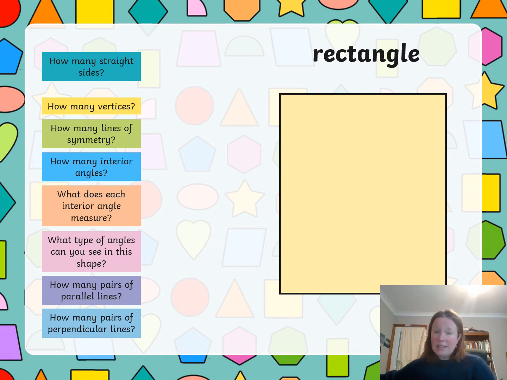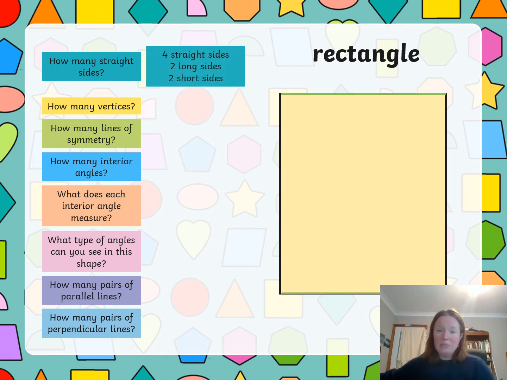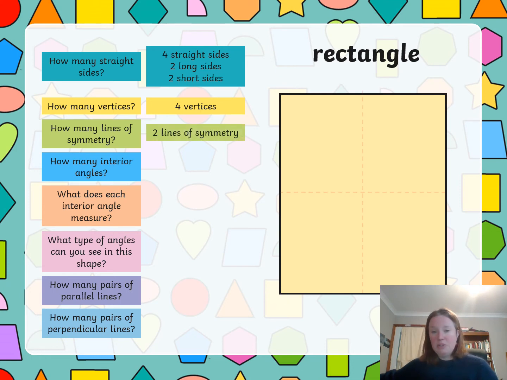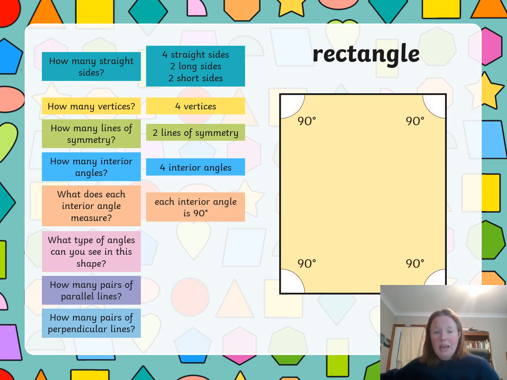Okay, rectangle similar to a square. How many sides? We've got 4, but we've got 2 long sides and 2 short sides on a rectangle. How many vertices? 4. How many lines of symmetry? Just 2. Interior angles, we've got 4 interior angles because there are 4 sets of corner. And what does each interior angle measure? Well, each is the same as a square.